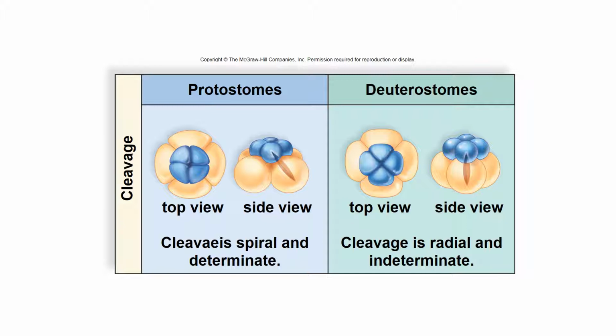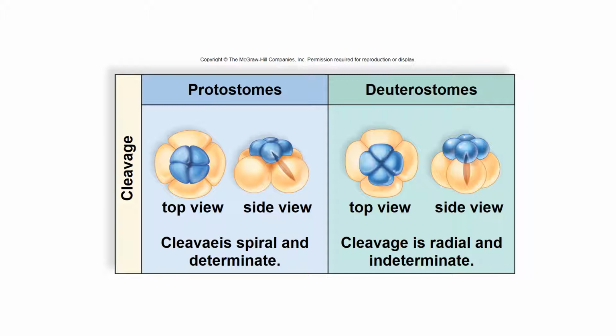Okay, so the daughter cells are going to sit in grooves that are formed by previous cleavages. You can see these little slits there on the side. That's cleavage right there. Those are cleavage slits. Now, in deuterostomes, the new cells are going to sit on top of the old cells, and each one is going to be able to develop into a complete embryo.